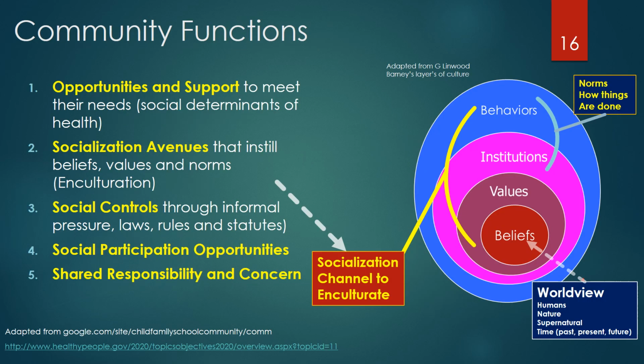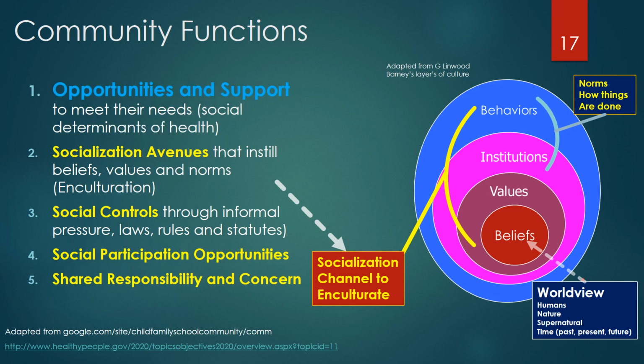True communities perform 5 functions listed on this slide. 1. True communities provide members with reasonable opportunities and support to meet community members' needs. This translates into the community helping its members meet their social determinants of health.